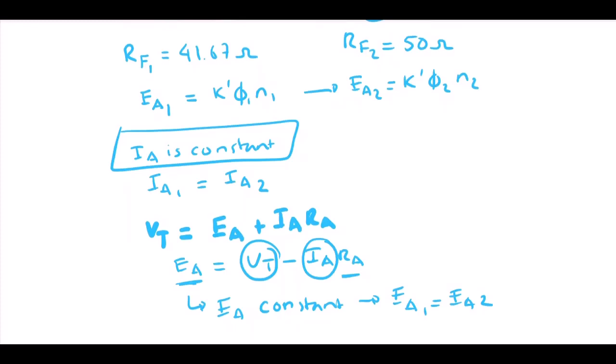Now if we write down EA2 divided by EA1 to find the ratio: EA2 is equal to this, can you see on the top, K prime, flux 2 and N2, divided by EA1, which is K prime, flux 1 and N1.